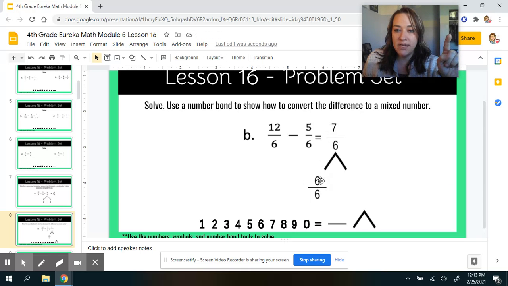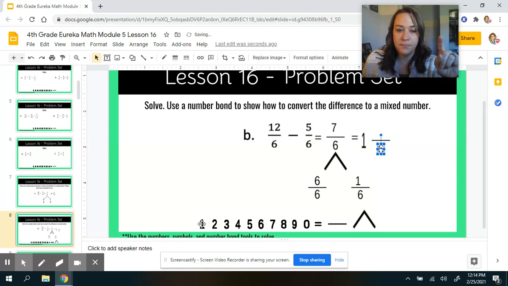So 7 minus 6 gives us what? What fraction are we left with? We're left with 1/6. So we could rewrite our answer as 1. We know that 6/6 is going to be equal to 1, and we still have 1/6. So our answer is equal to 1 and 1/6, which is our mixed number.